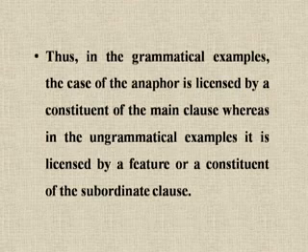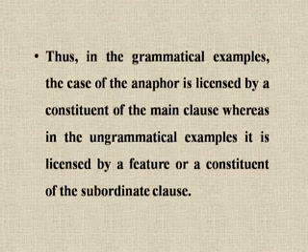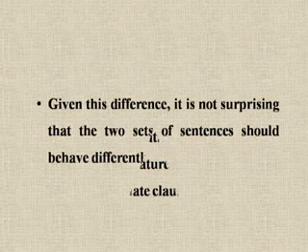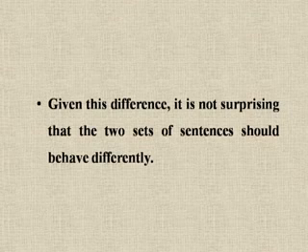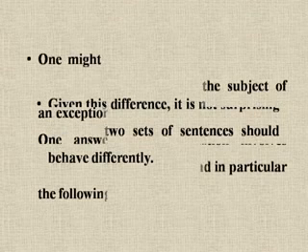Thus, in the grammatical examples, the case of the anaphor is licensed by a constituent of the main clause, whereas in the ungrammatical examples, it is licensed by a feature or a constituent of the subordinate clause. Given this difference, it is not surprising that the two sets of sentences should behave differently.